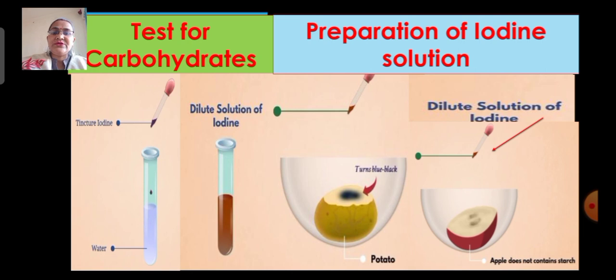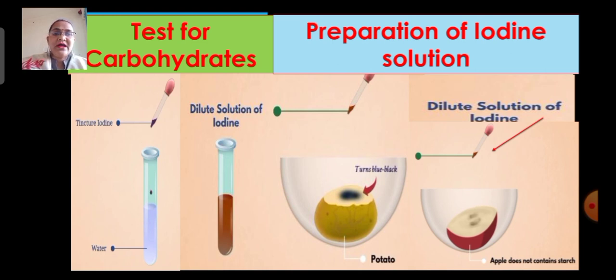To carry out the test, we will take a small quantity of food item in a glass bowl. Then we will add few drops of iodine solution on it. If the color of food turns to blue black, that means that food contains starch in it. However, if the blue-black color is not observed, then it means that the food does not contain starch.